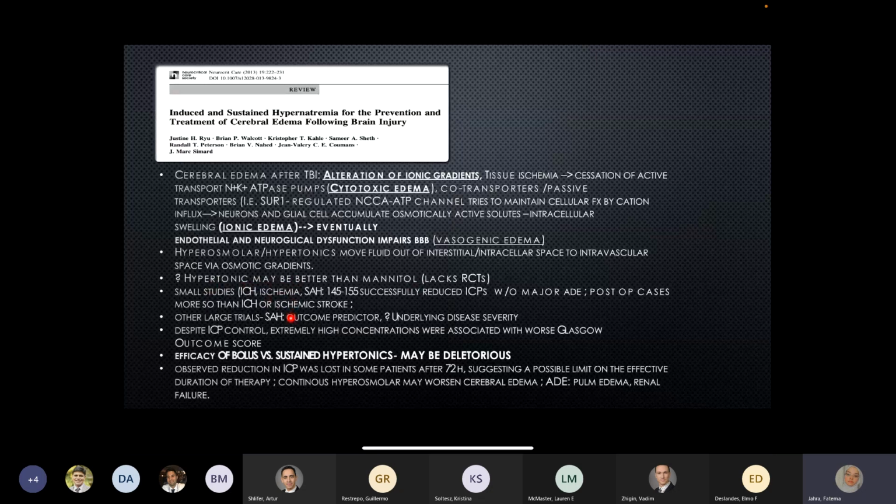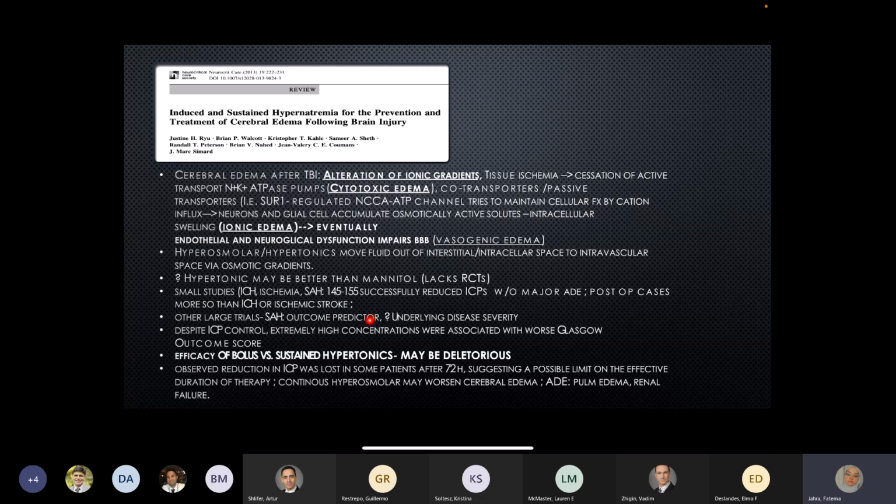The other thing is, if you do too much hypertonics, let's say we have a lot of patients over 150, 156, it's actually not good. It's associated with worse outcome scores. So we have to be careful about that. But in that study, they used numbers like 170s, 180s. Thankfully, we don't reach that level. But it just goes to show that hypernatremia at a certain level can reach a ceiling effect in helping the patient.